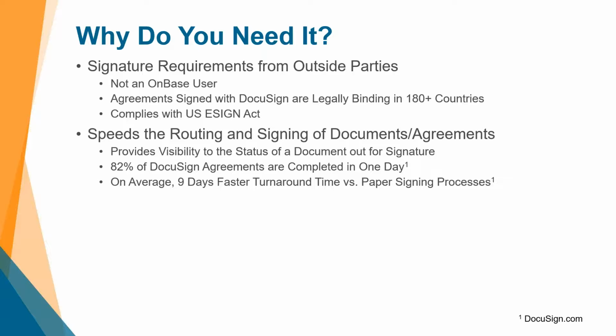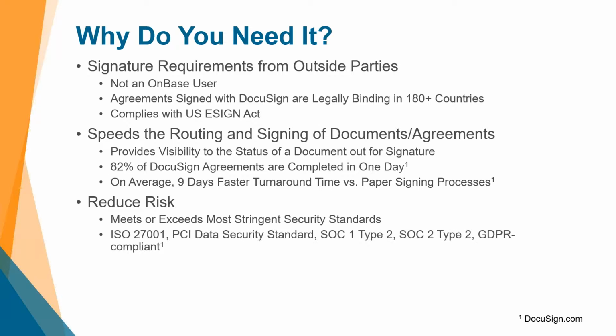DocuSign has provided some statistics saying that 82% of their agreements that go through their service are completed in 1 day. And that's great for individuals, yeah, I get a document, I know what I'm dealing with, I'm signing that pretty darn quickly. But if you're going through contract negotiations and things like that, obviously you have legal counsels that are involved. On average, there's a 9-day faster turnaround time that DocuSign has been able to record versus any type of paper signing process.